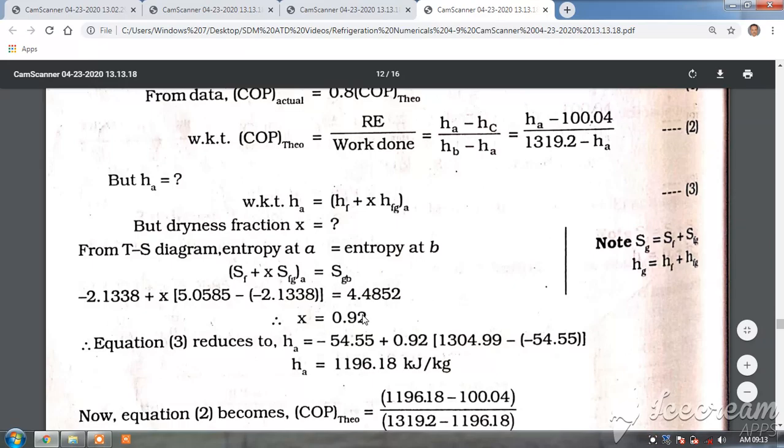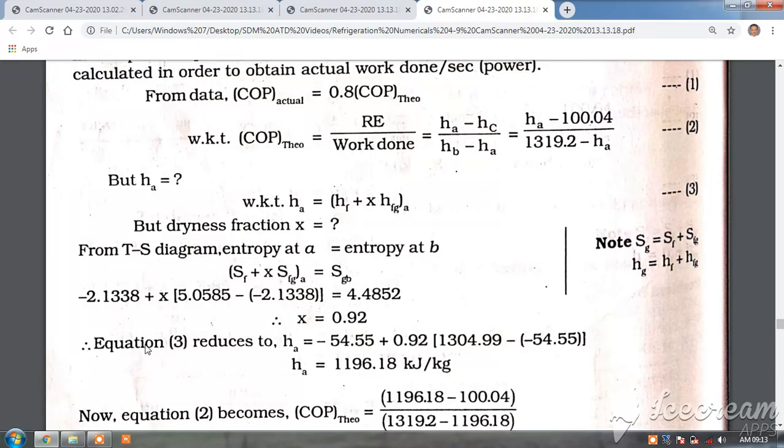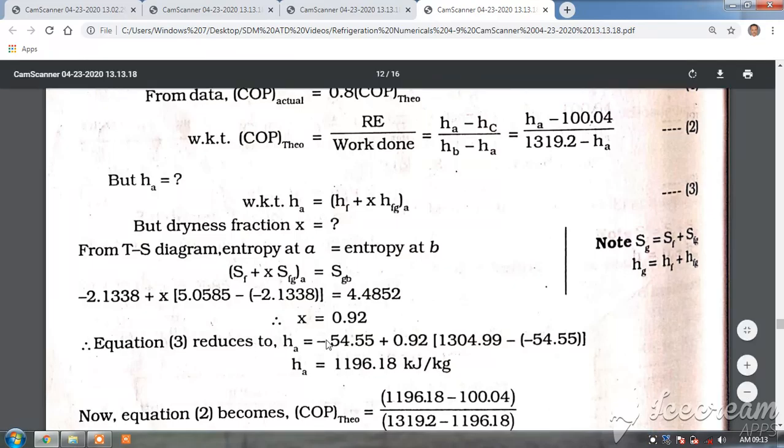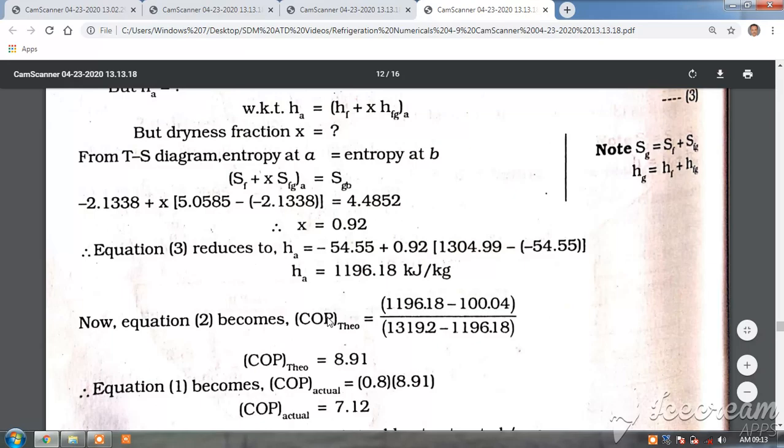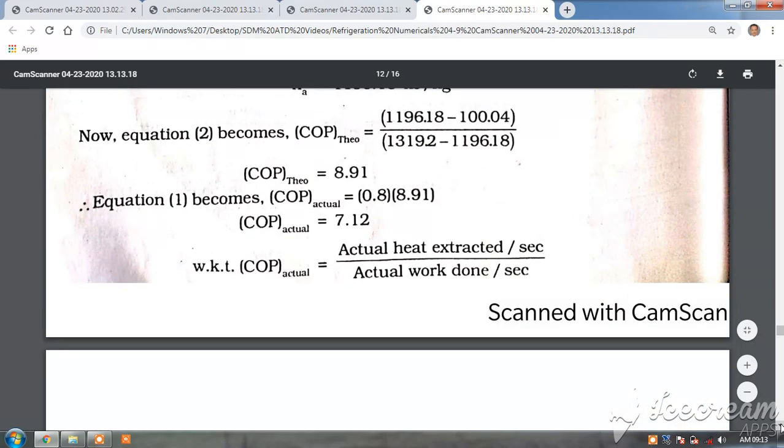Please understand X should be less than 1. Then equation 3 for enthalpy reduces to this. HA you get by substituting this value, 0.92. Substituting, HA is equal to 1196 kilojoules per kg. Now substituting this value of HA in the COP theoretical equation, COP theoretical is 8.91, but COP actual he says is 80% of that, means into 0.8. So COP actual is 7.12.